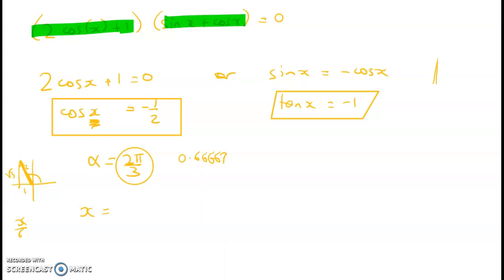In here, this is going to be really easy because it's simply x. So my general solution will be x is equal to 2n pi plus or minus 2 pi on 3. Okay, so that's my general solutions for that one.